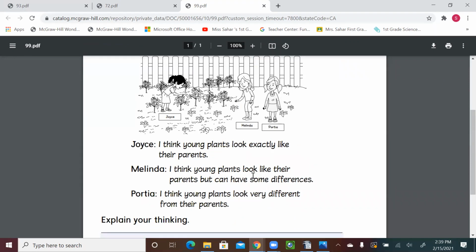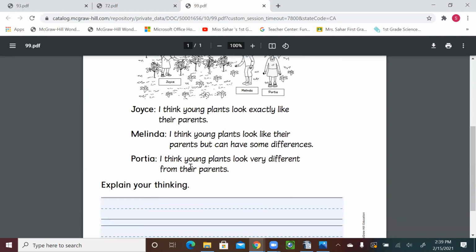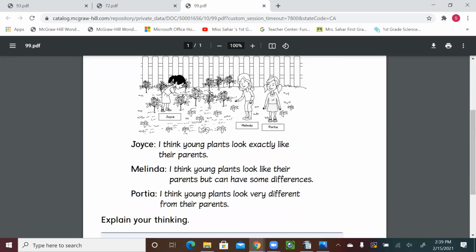So they look alike, yes. If I plant this seed, it will be a sunflower, but it doesn't have to be exactly like the parents. Portia said, I think young plants look very different from their parents. So is it Joyce, when she said that plants look exactly like the parents, or Melinda, when she said they look like the parents, but there would be some differences and little changes, or Portia, who said they look very different than their parents? So which choice do you think? Which girl had the best idea? Joyce, Melinda, or Portia?